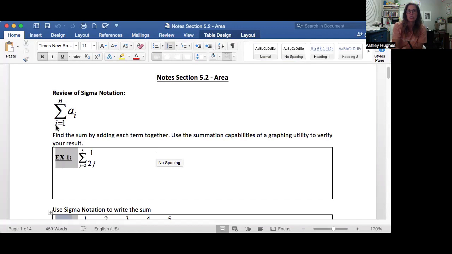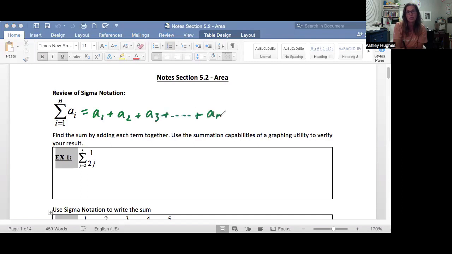This notation means we're going to sum up all the terms of a sub i from i equals 1 to n. So it's just a shorthand of writing this would be a1 plus a2 plus a3 plus all the way till we get to a sub n. So find the sum by adding each term together.